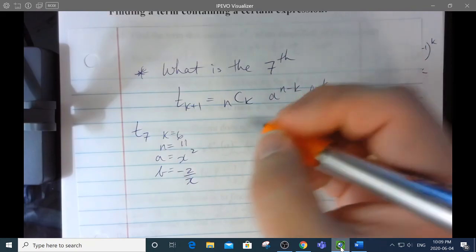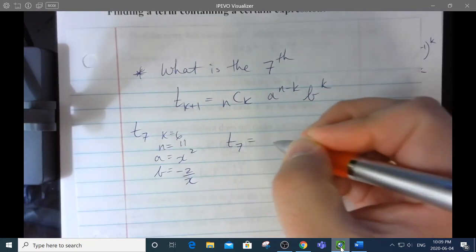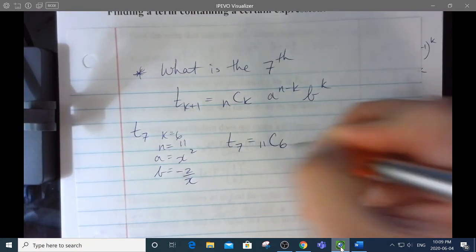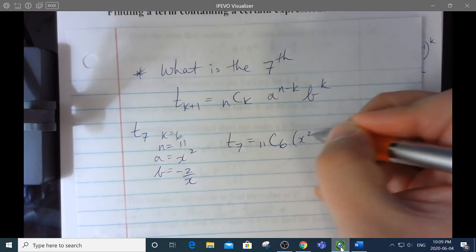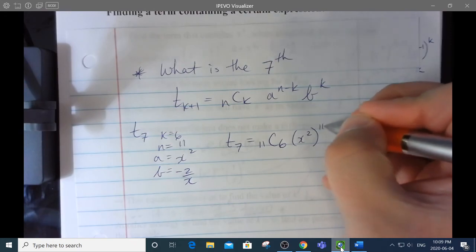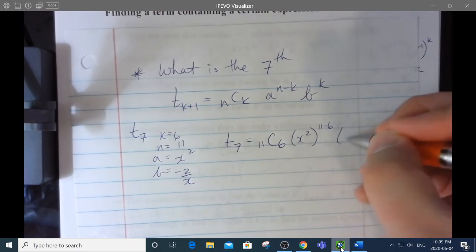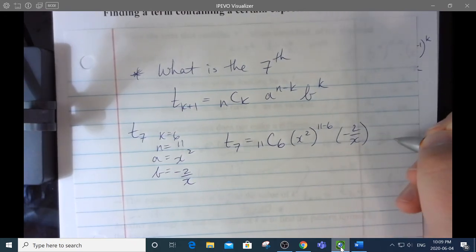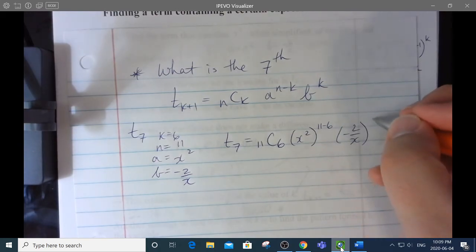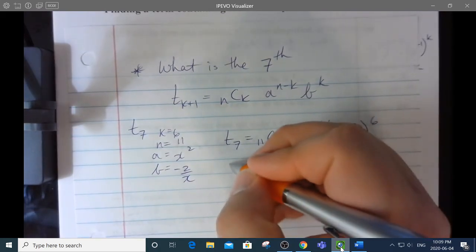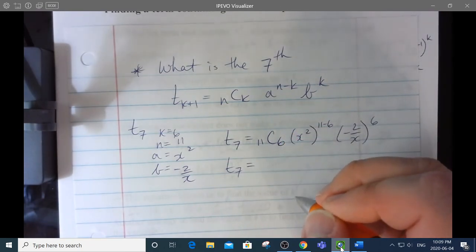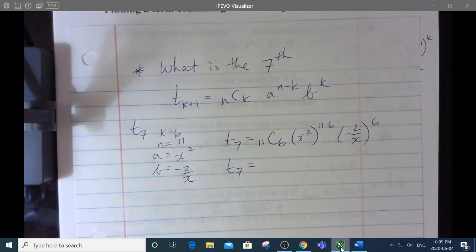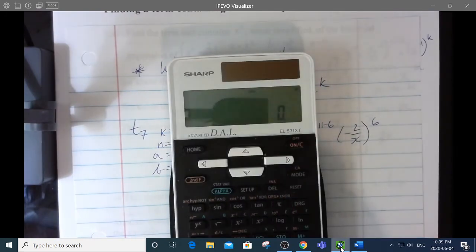So I just use my formula. So the seventh term is 11 choose 6, because again, k is 6, times a, which is x squared to the power of 11 minus 6. b is negative 2 over x, and that's to the power of k, which is 6. And so my seventh term is 11 choose 6, which I don't know what 11 choose 6 is. I'm going to have to punch buttons on that.